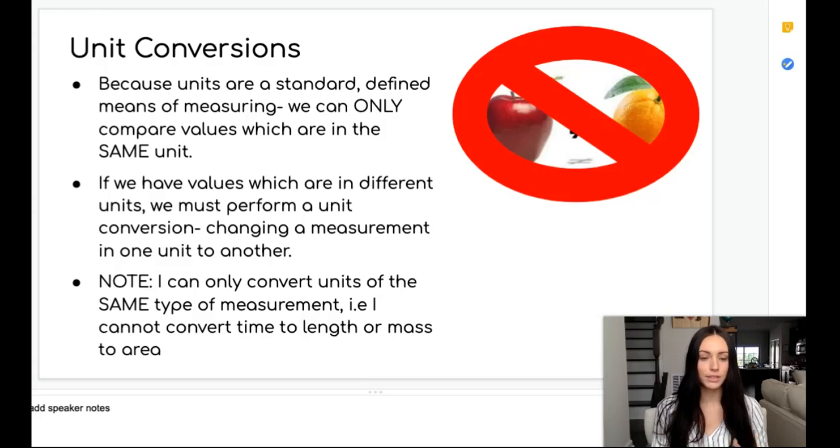To give you a real world example, I wouldn't tell you I have $1 and you have 1 penny, so we have the same amount of money. I can't compare the 1 to the 1 because they're not in the same unit. In order for me to make that comparison, I need to do what is called a unit conversion, meaning that I need to take one of those quantities and convert or change it into the unit of the other, or the desired unit that I want, in order to make that comparison or to use it in a calculation.